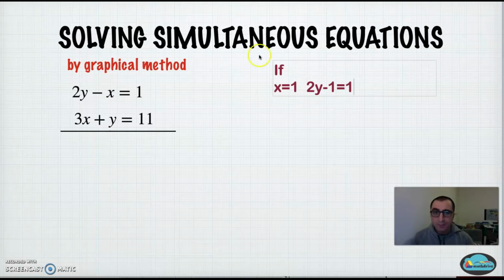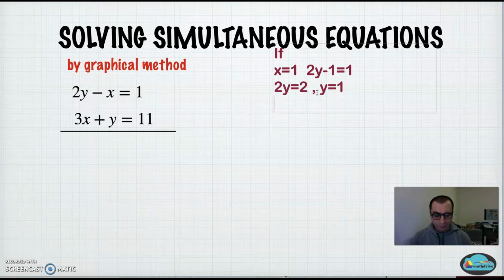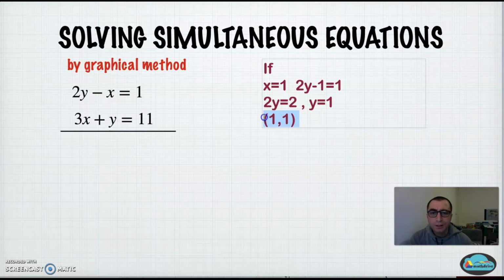Instead of x, I just put 1 there. 2y minus 1 is equal to 1, and then my equation leads to 2y is equal to 2 if you get rid of this minus 1. And that will be y is equal to 1. Which means I have 1 point on this line, (1, 1). The coordinate (1, 1) is actually on this line, 2y minus x is equal to 1.